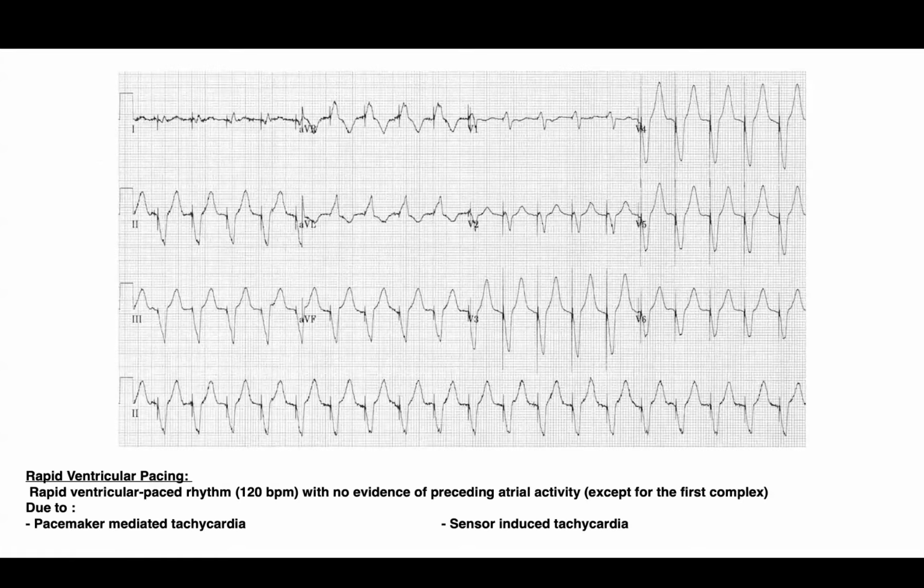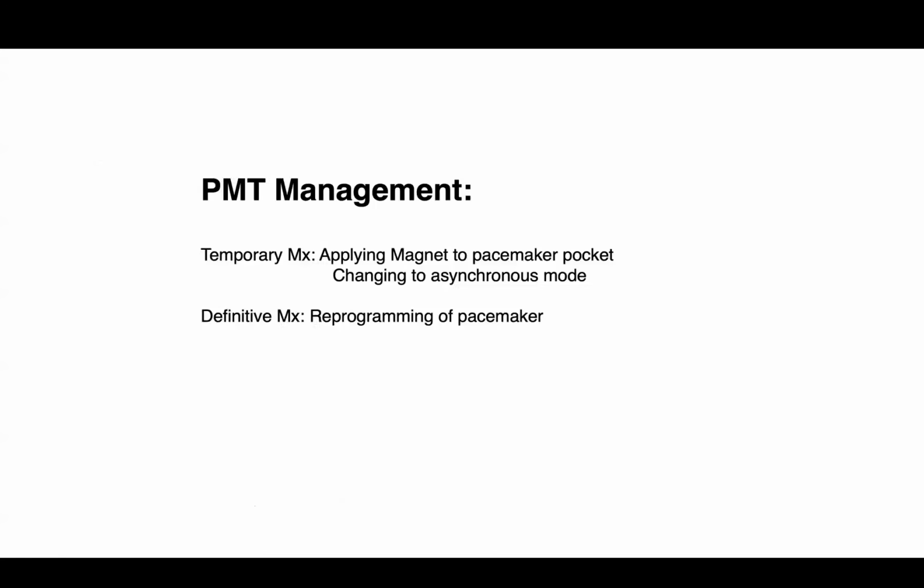Then you have rapid ventricular pacing. So rapid ventricular pacing rhythm with no evidence of preceding atrial activity except for the first complex can be because of two etiologies: pacemaker mediated tachycardia and sensor mediated tachycardia. For pacemaker mediated tachycardia, temporary management is to apply a magnet to the pacemaker pocket and change to asynchronous mode. And definitive management is reprogramming of the pacemaker.